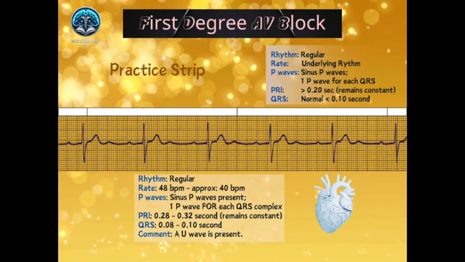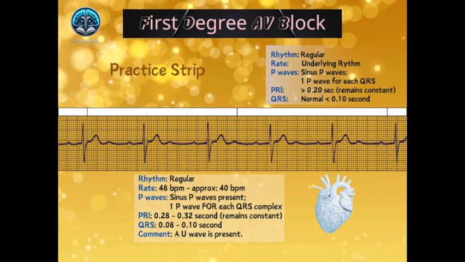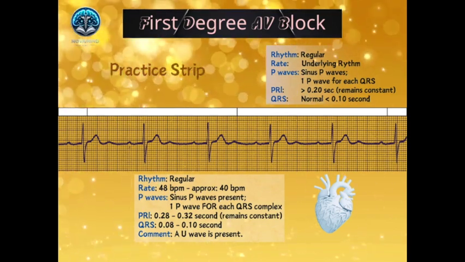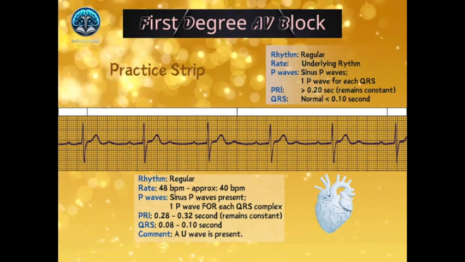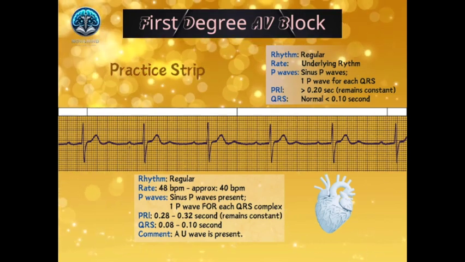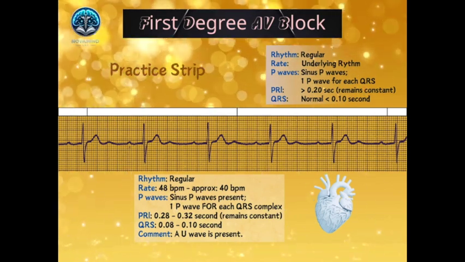The QRS complex is normal in width, measuring 0.08 seconds. This tells us that the delay is occurring above the level of the ventricles, specifically at the AV node or just before the bundle of His, since the QRS is not widened.